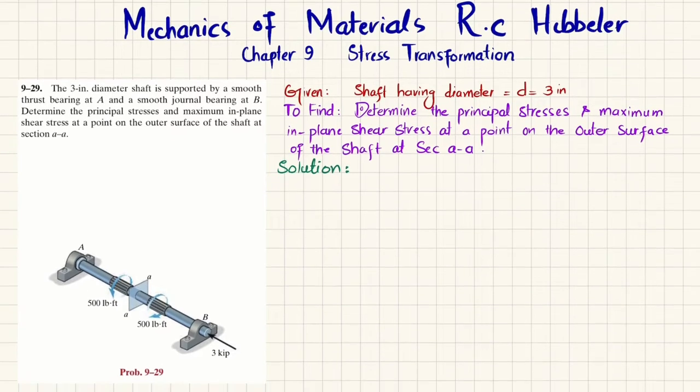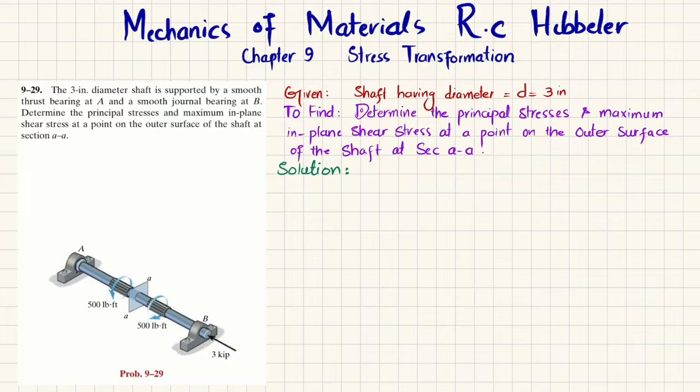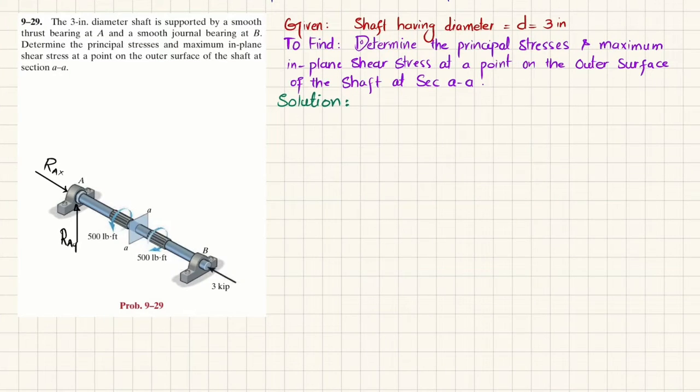So the first step is that if you remove this smooth thrust bearing, you will have a vertical reaction force, which is equal to RAY, as well as a horizontal reaction force, which will be equal to RAX. And similarly, if you remove this smooth journal bearing, you will have only a vertical reaction force, that is RB. We will find these unknown reaction forces by using the equations of equilibrium.